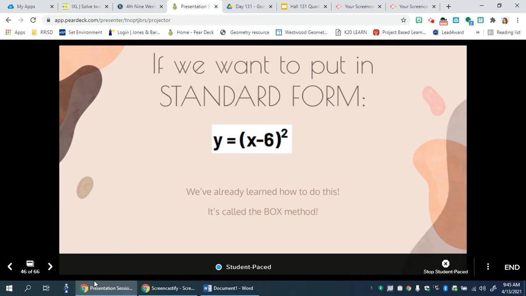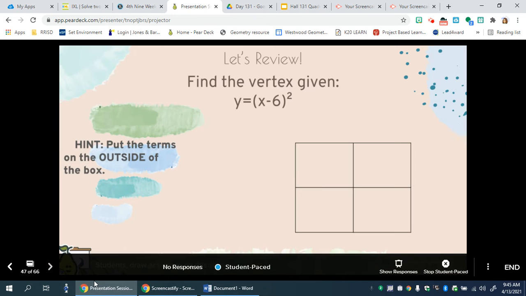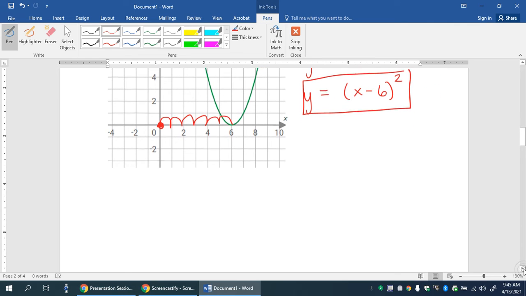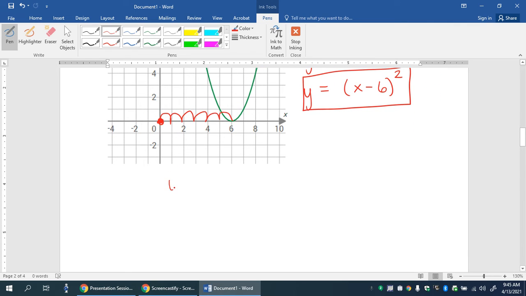But what if we want to take vertex form and put it back to standard form? We already know how to do that too. It's called the box method. So the box method is where we have two different expressions and we put them in the columns and the rows. So if I come back here, it kind of looks like I only have one expression though, x minus 6. However, x minus 6 is squared.